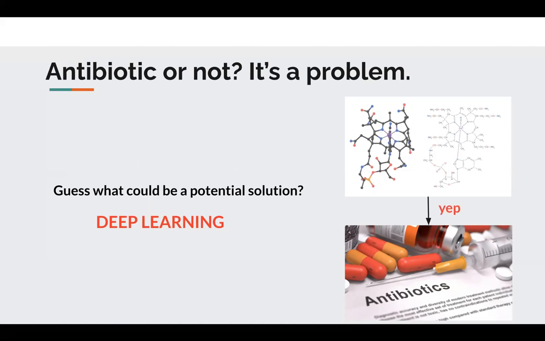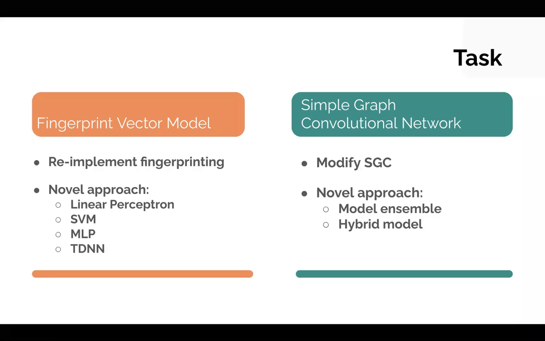Given a molecular graph structure, we want to use deep learning approaches to predict if it is an antibiotic or not. We want to compare two approaches to antibiotic classification. One is the fingerprint vector model, where we re-implemented fingerprinting and implemented 4 models from scratch. The second is the simple graph convolutional network. We modified the SGC model from literature and incorporated model ensemble and hybrid model.